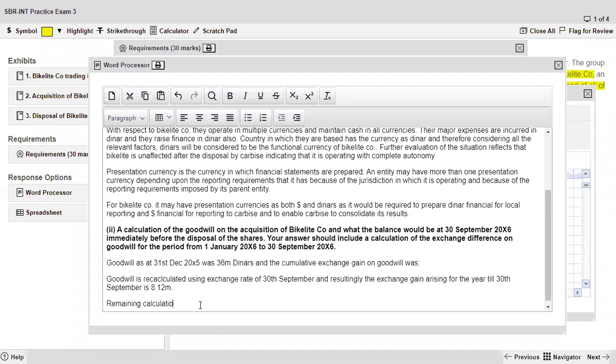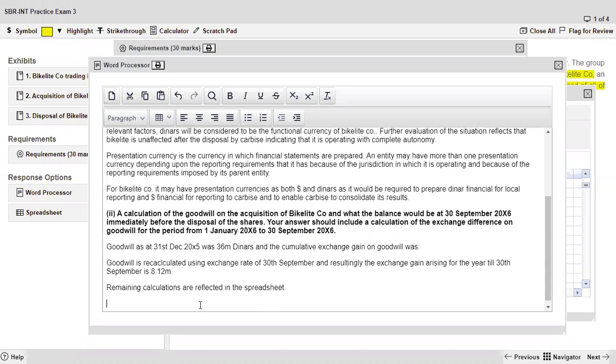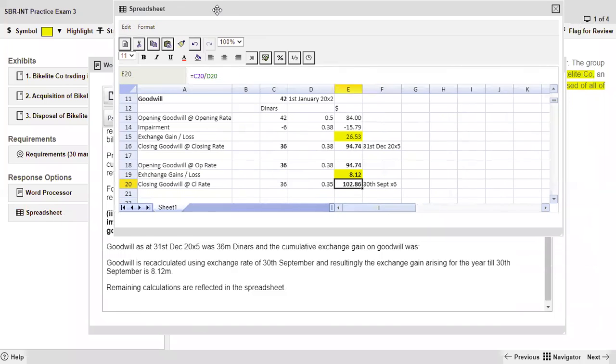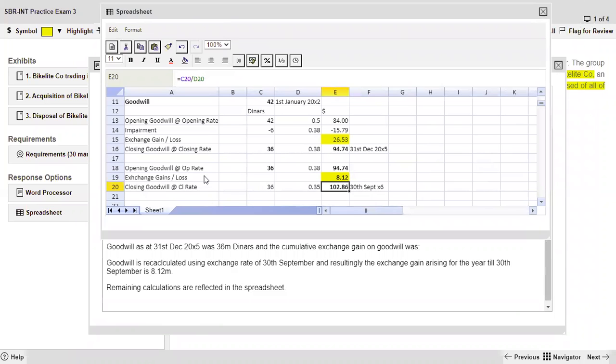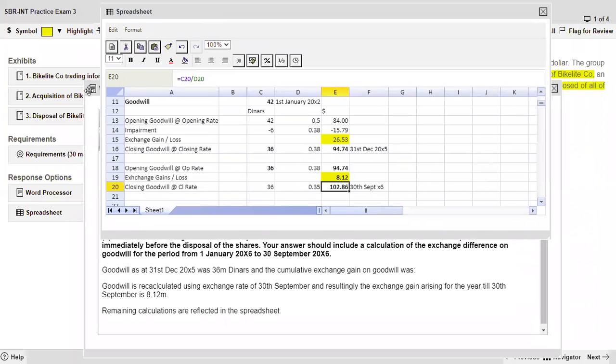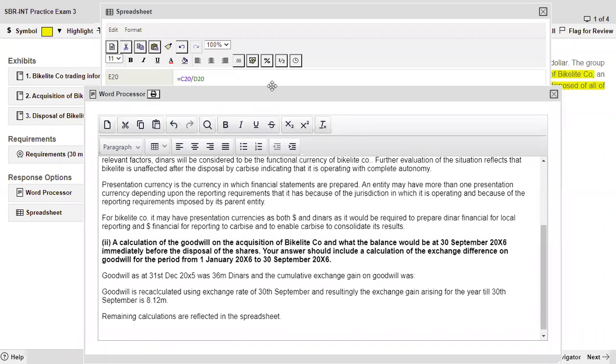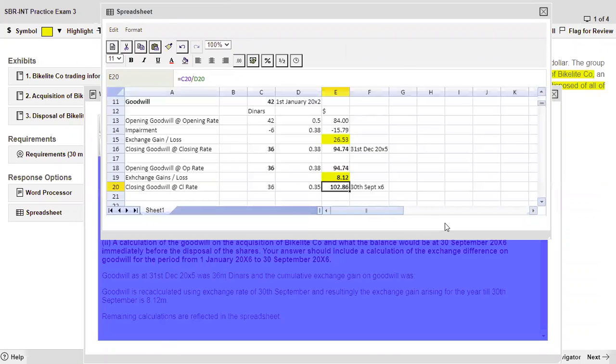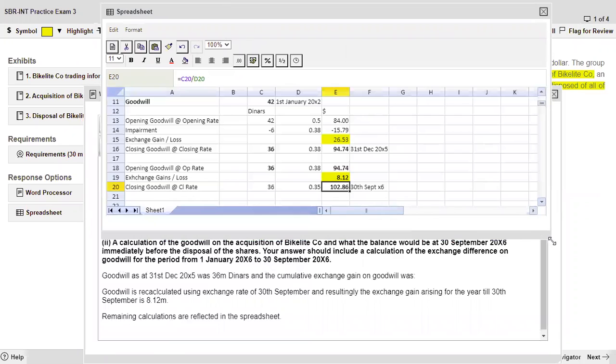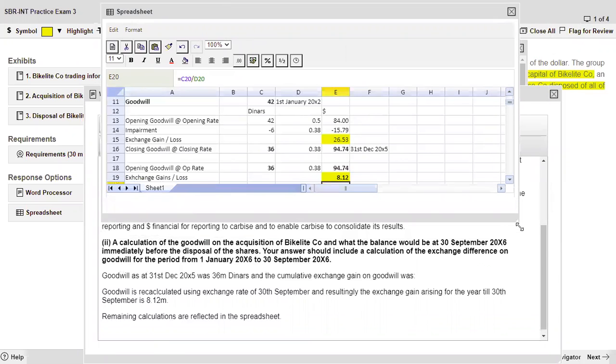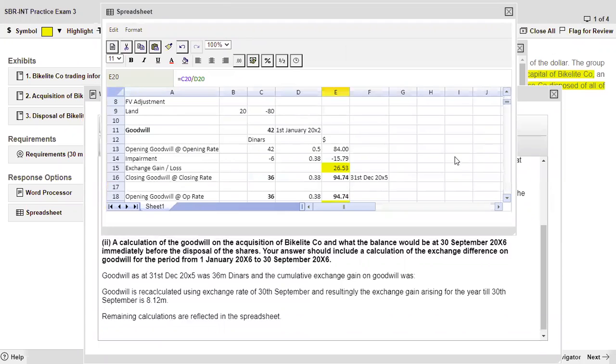Remaining calculations are reflected in the spreadsheet. So you can find the workings in the spreadsheet. That is what you are going to tell the exam. I'm just going to open up this spreadsheet. Let me know in case any one of you wishes to know anything about it.